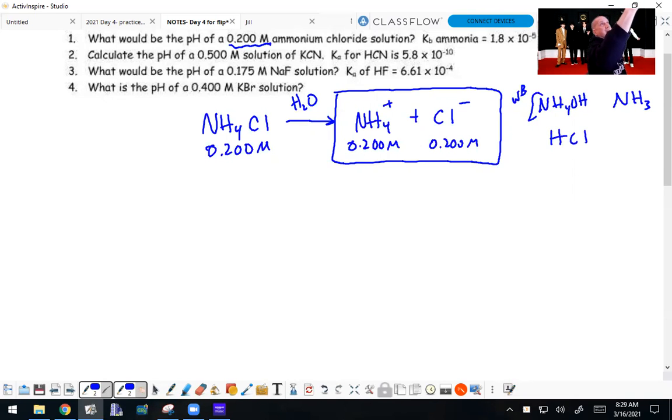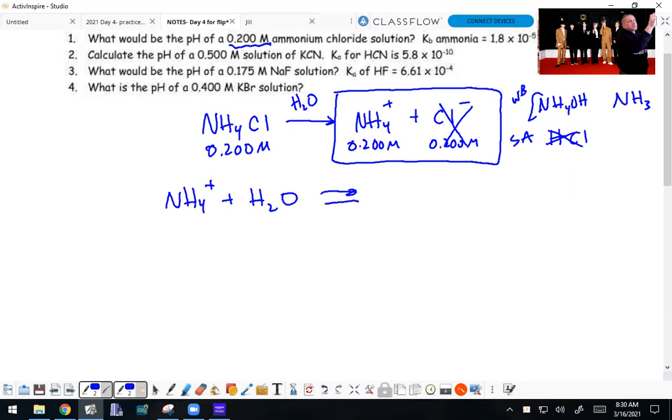And then we have HCl, which is a strong acid. So Cl minus is going to be the conjugate base from the strong acid HCl, which means it's not going to have an effect on the pH. We take the other ion and we carry that down and we do our second set of equations, which this time is a reaction and it is an equilibrium.